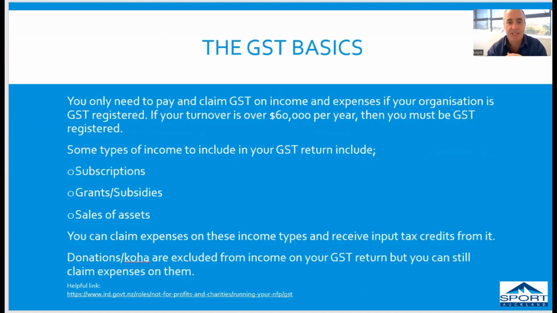So moving on to GST. There's no getting away from GST as a not-for-profit. If your revenue is over $60,000 a year, then you have to register for GST. Some types of income that will be included in a GST return would be subscriptions, grants, subsidies or sale of assets. Donations generally do not form part of your GST taxable activity.